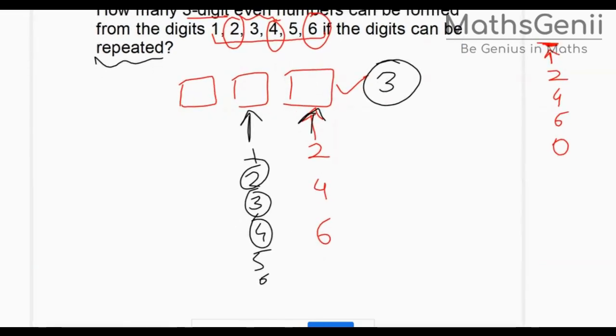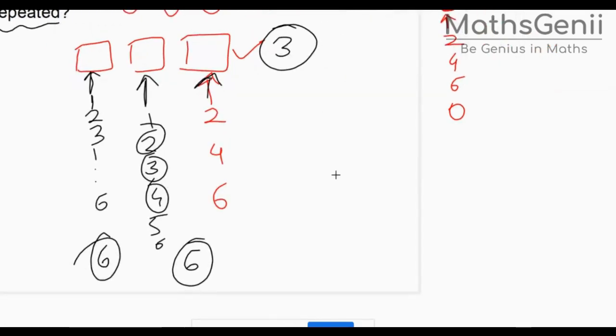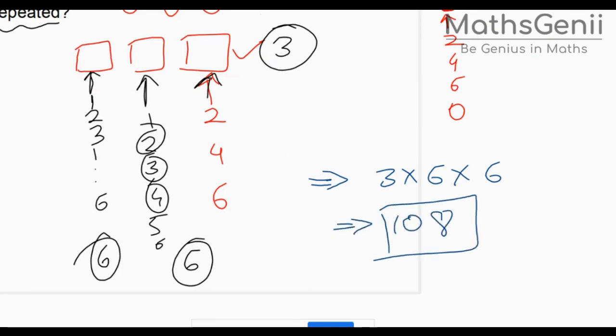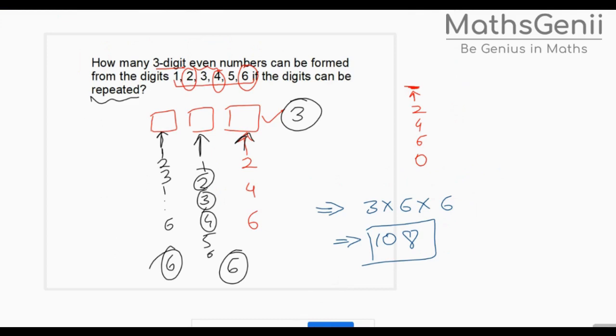So for this box, how many options do you have? 6 options. Again, because repetition is allowed, you again have 6 options, 1, 2, 3 till 6. So for this box also you have 6 options. So what will be your answer? Very simple, just multiply all this. It's going to be 3 into 6, 18. 18 into 6, 108. So pretty simple. Just make sure that you place it diagrammatically so the solving becomes simple. So these were the sums that I was going to take for combination.